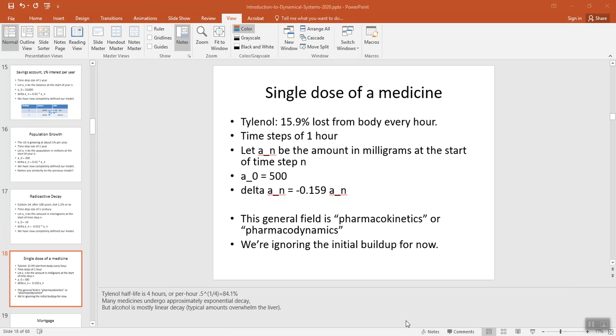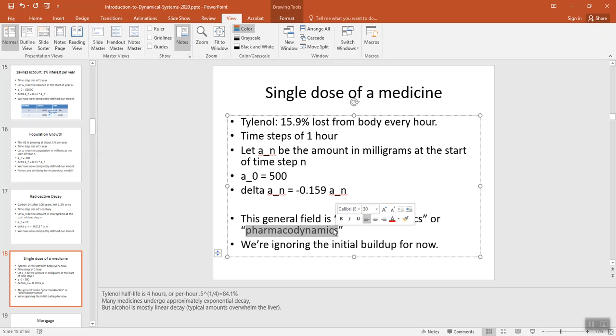Now let's look at a biology sort of model. The general field we're talking about here is pharmacokinetics. Kinetics kind of means what happens to chemicals, and pharma is for pharmaceuticals, or pharmacodynamics is another related concept. Let's look at a pain reliever called Tylenol. I think it has another name in the UK.